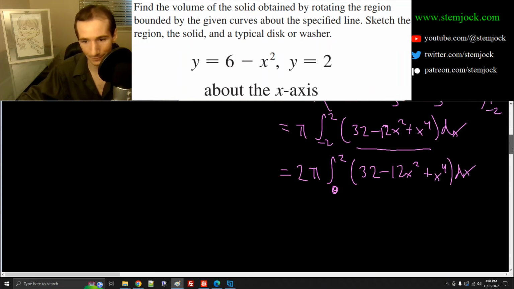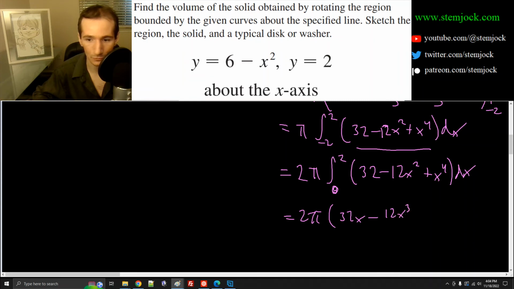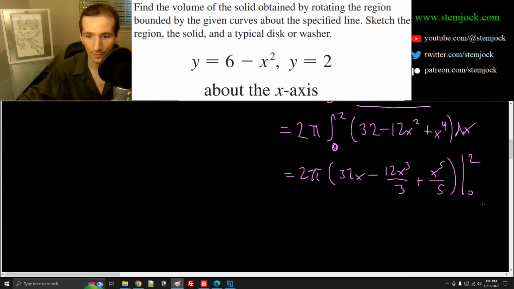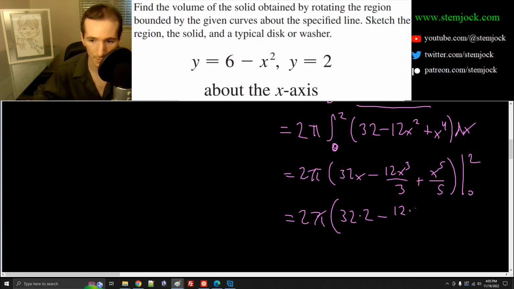All right, so I'm going to integrate this quickly now. So equals 2 pi times 32x minus 12x cubed over 3 plus x to the 5 over 5, and this is from 0 to 2. If I plug in 0 for x, it's going to be 0, so I just have to worry about plugging in the 2. This is 2 pi times 32 times 2 minus 12 times 2 cubed, which is 8, over 3, and now plus 2 to the 5th, that's 32 over 5.